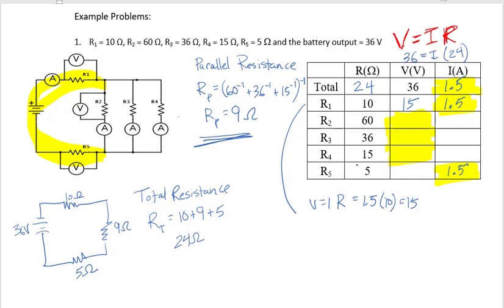And then for R5 here, for this last row, we also have two numbers there that we can use. So we're going to say that here V equals IR, and that's going to be V equals 1.5 times 5, and that should give us 7.5.